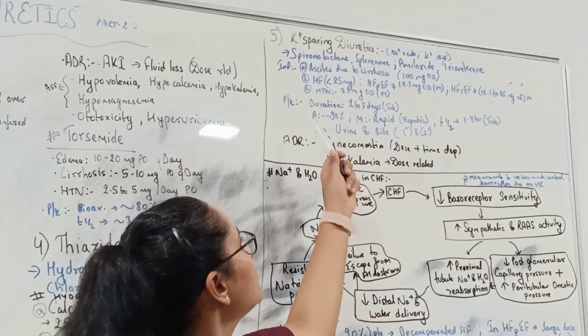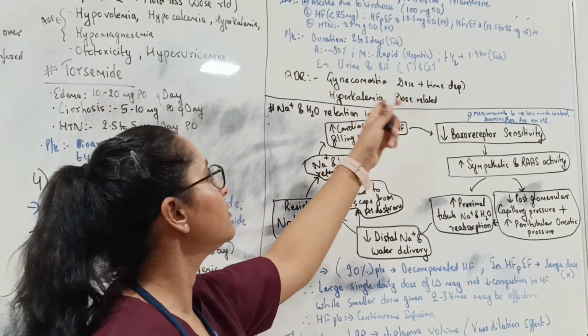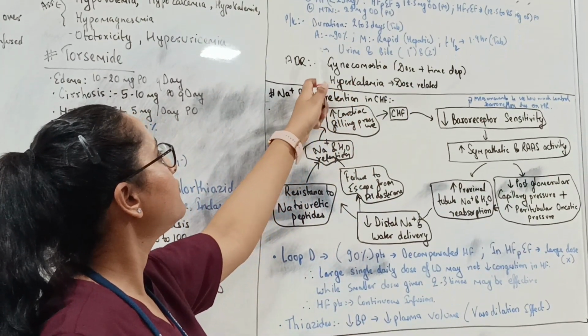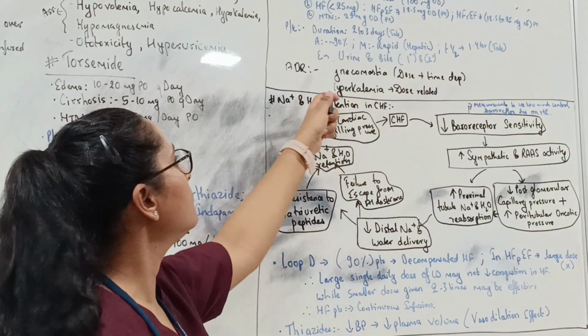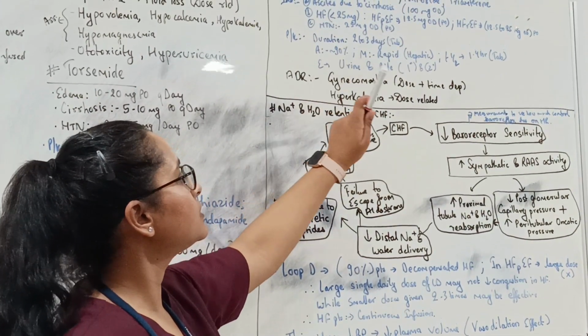Coming to pharmacokinetics, the duration of action is 2 to 3 days in the oral tablet form, and the bioavailability is approximately 90%.